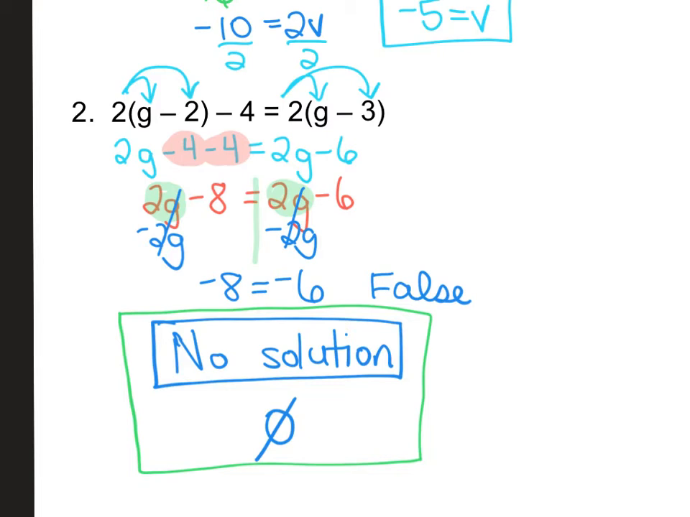So for example, let me plug in 2 for g. If I plugged in 2 for g, 2 minus 2 is 0, times 2 is 0. I would get -4 on the left. 2 minus 3 is -1. Times 2 is -2. Again, false. I could plug in any number I wanted to, and I would never get both sides to equal out. So that is called a no solution.